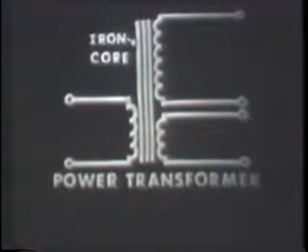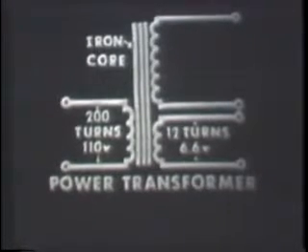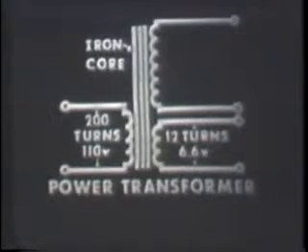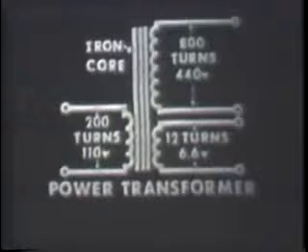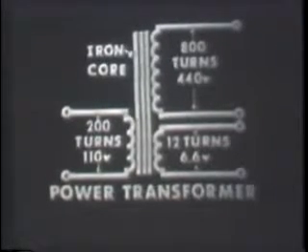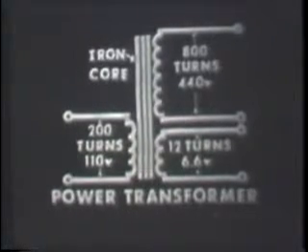One of the secondaries has fewer turns than the primary. Therefore, it produces less voltage than that applied to the primary. The other secondary, though, has more turns and thus produces more voltage. Now, you'll also notice that the power transformer is constructed with an iron core.